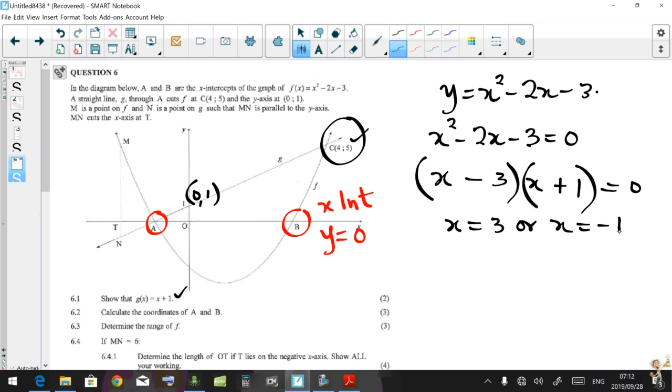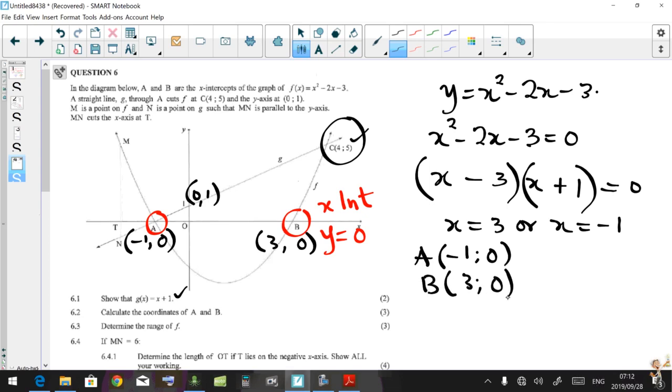Good. And we already know our y values here. Our y value is 0. So my x is negative 1 and 0. And this was 3. Please, the question says coordinate, so you must write it as a coordinate. A, negative 1 and 0. B, 3 and 0. See, these marks are for every learner.